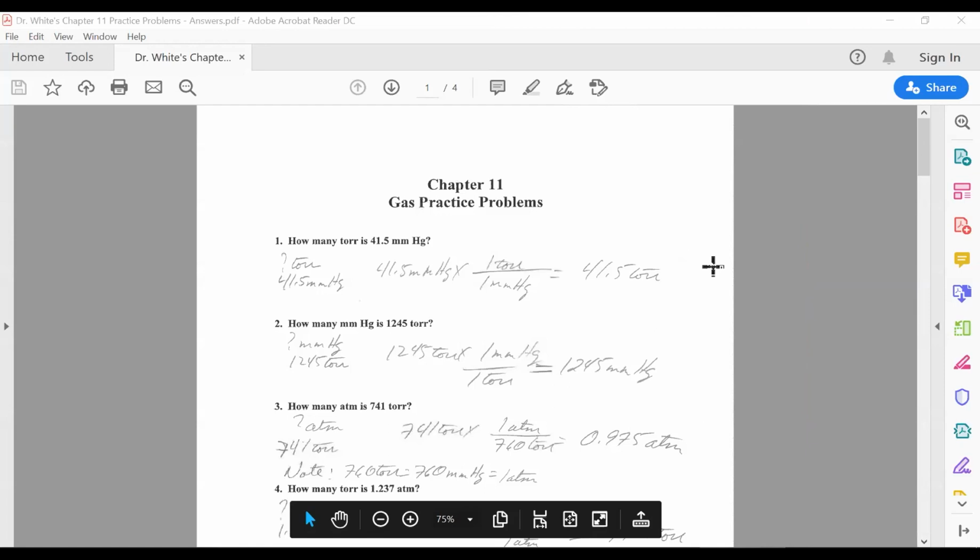All right, let's look at important practice problems for chapter 11. The first thing you should know is that 1 millimeter of mercury equals 1 torr. Therefore, how many torr is 41.5? Figure out torr, that's what you're trying to find. You're given this. It's time to use your good buddy, good friend, unit analysis, and it's been my good buddy and good friend for many decades. Never fails me. And it shouldn't fail you.